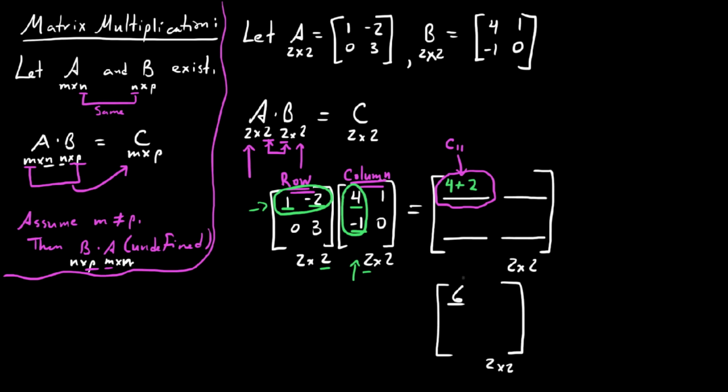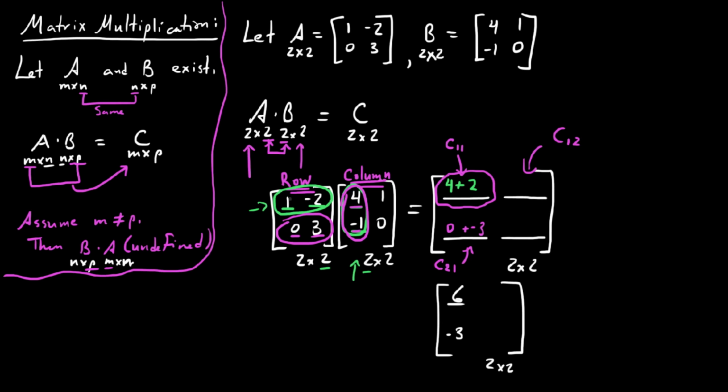Okay, so let's chase after another one here. Let's say we go after this one, which would be C row 2, column 1. We're going to mentally highlight row 2, mentally highlight column 1, and go through element by element and say, okay, 0 times 4 is 0, plus 3 times -1 is -3, so we get 0 plus -3 is -3.